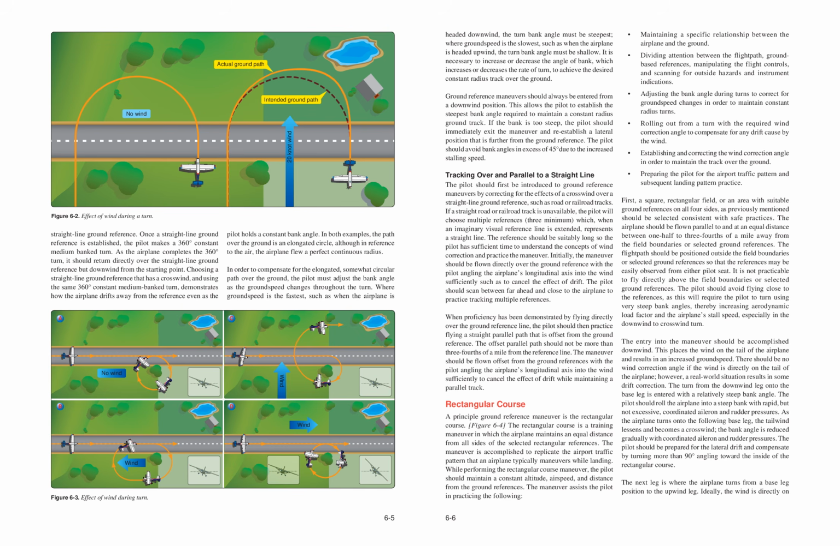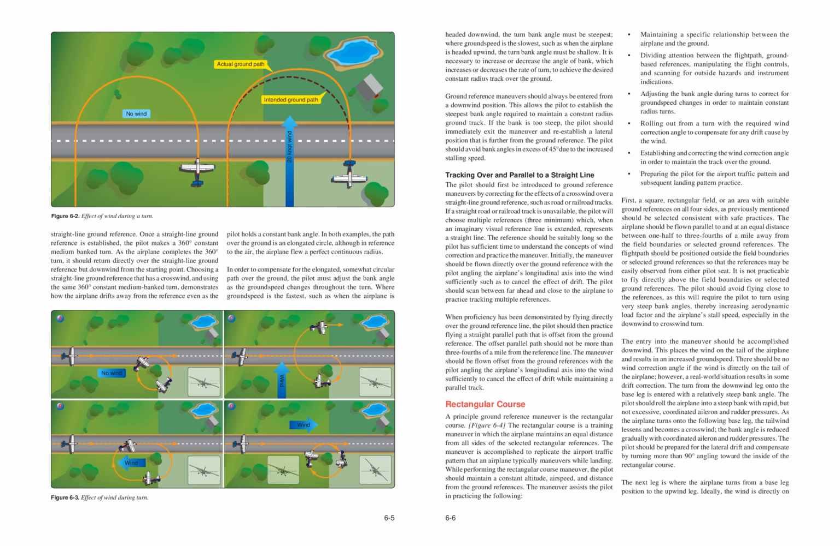The turn from the downwind leg onto the base leg is entered with a relatively steep bank angle. The pilot should roll the airplane into a steep bank with rapid, but not excessive, coordinated aileron and rudder pressures. As the airplane turns onto the following base leg, the tailwind lessens and becomes a crosswind. The bank angle is reduced gradually with coordinated aileron and rudder pressures. The pilot should be prepared for the lateral drift and compensate by turning more than 90 degrees, angling toward the inside of the rectangular course.